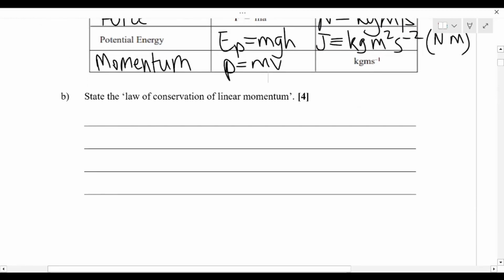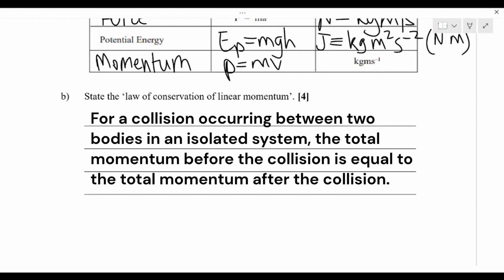Next, we're asked to state the law of conservation of linear momentum. This law states that for two bodies undergoing collision, the total momentum before the collision is equal to the total momentum after the collision, if no external force is acting on the system.